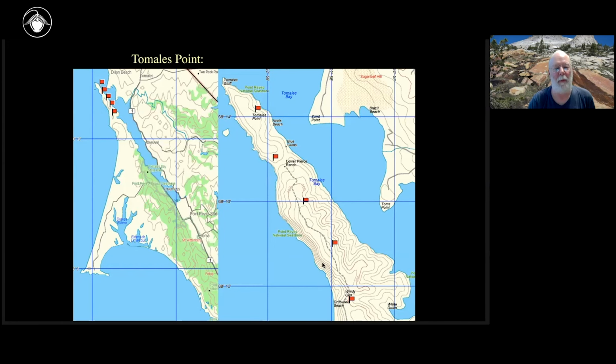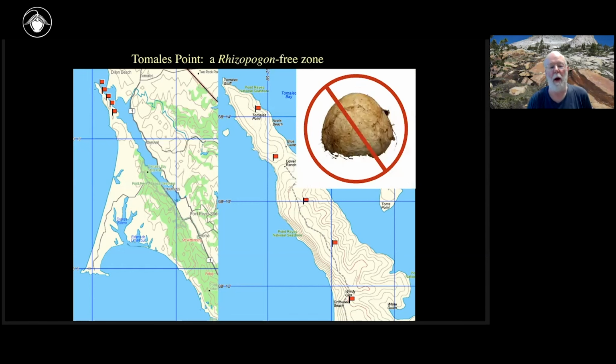Here's how the experiment worked. This is Point Reyes. Along here is the Elk Range, which is devoid of trees by and large. These little flag areas are areas where we sampled the soil and then bioassayed it. And when we bioassayed the soil, we found that there are no Rhizopogon spores. In fact, there were no ectomycorrhizal spores that we could detect here. So this area was free of ectomycorrhizal inoculum.